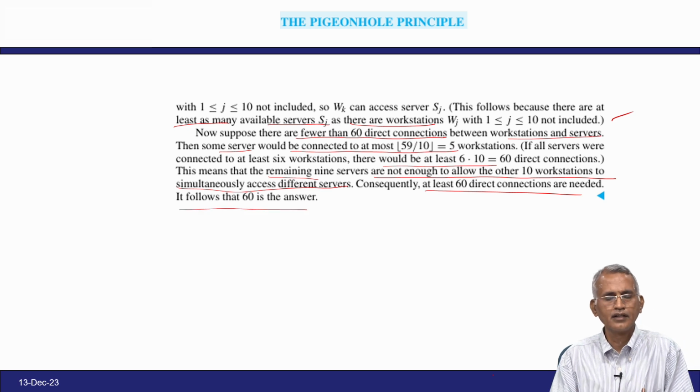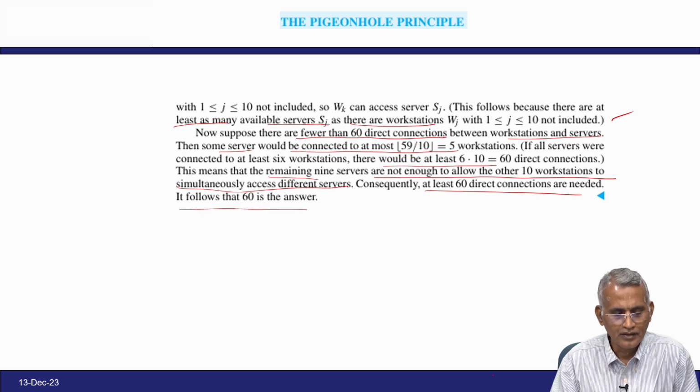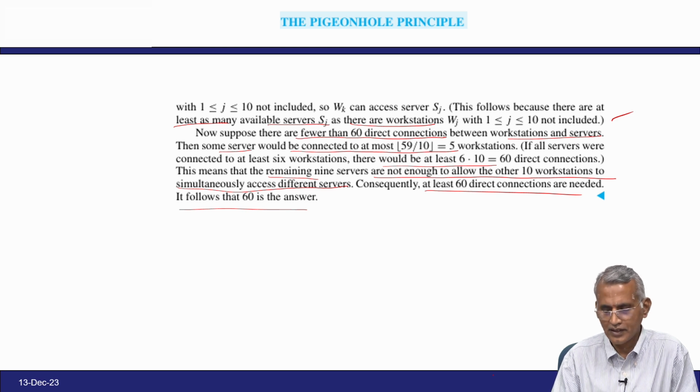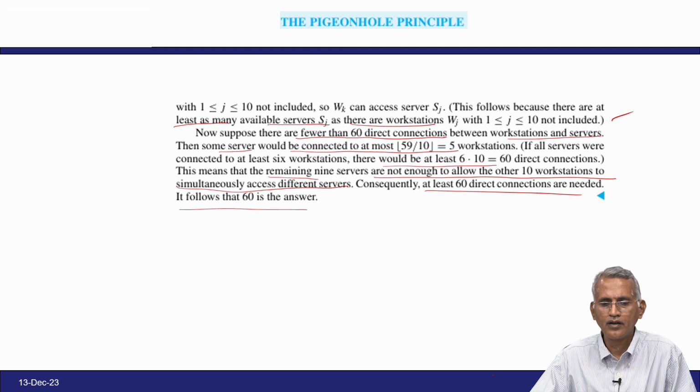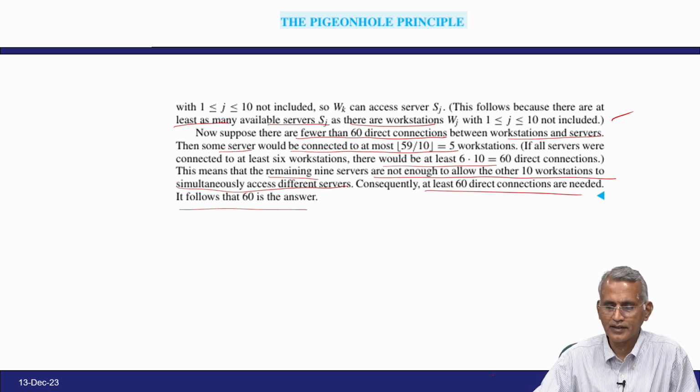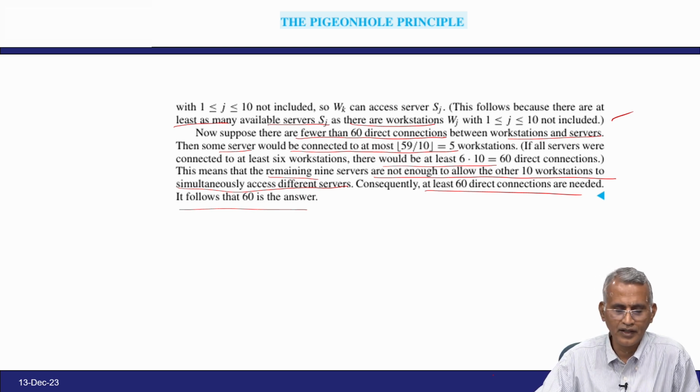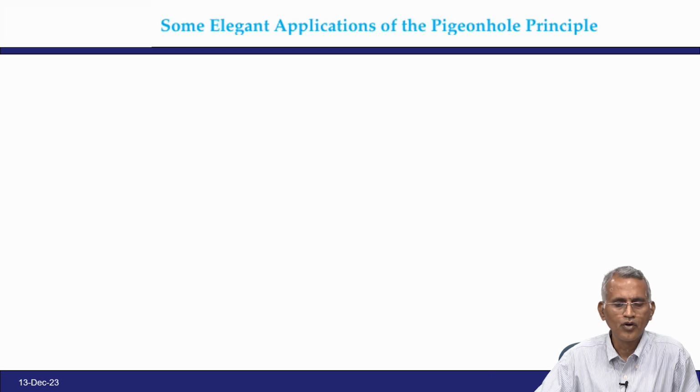It follows that the number of connections required is 60. Therefore, 60 is our requirement for this connection. So, 60 direct connections are needed. Now, some more elegant application of the pigeonhole principle.